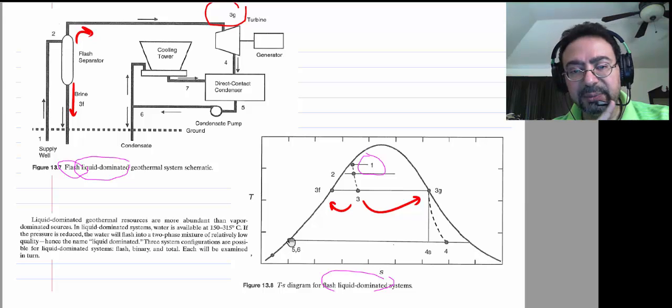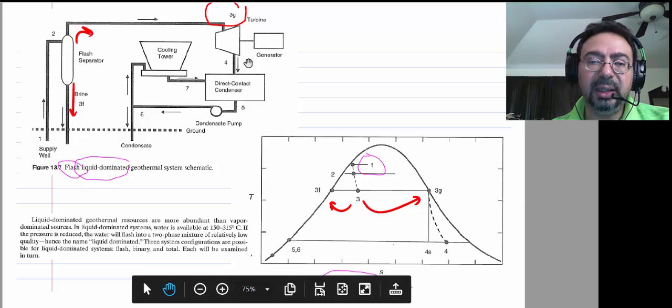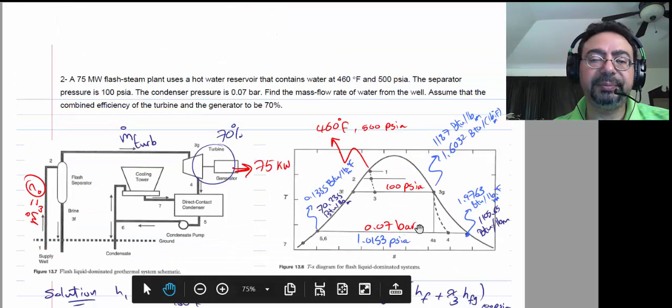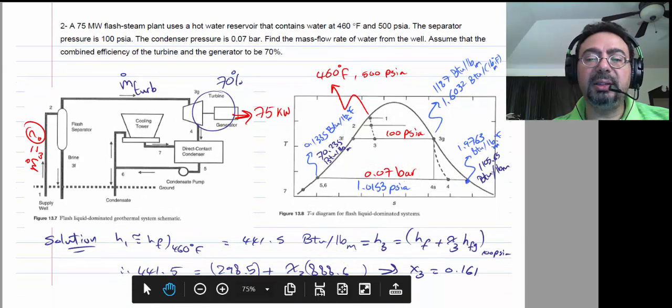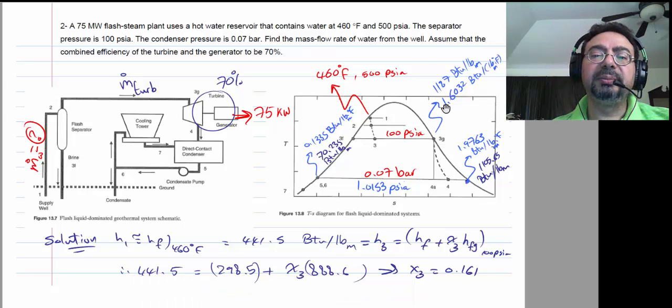The first law of thermodynamics. So you would say m dot 4 times (H4 minus H5) is the same as m dot 7 times (H5 minus H7). Okay? And so here is an example with numbers. Okay, and I will let you read it.